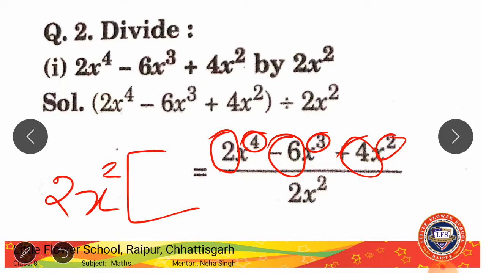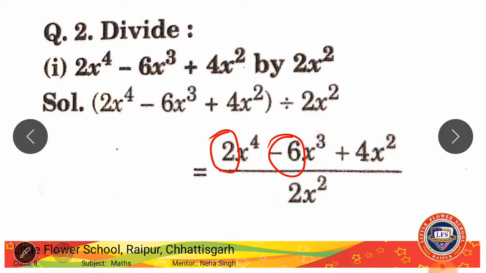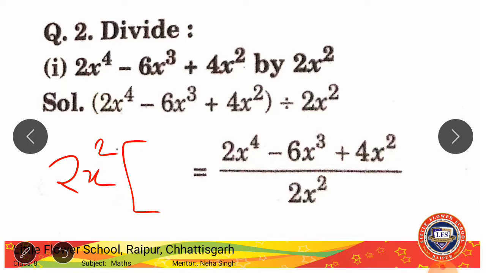Now after I have taken 2x square common, what am I left with here? From x power 4, if x square is taken out, what is left? x square, minus sign as it is. From 6 you have taken out 2, what is left? 2 3s are 6, 2 is taken out, you are left with 3.